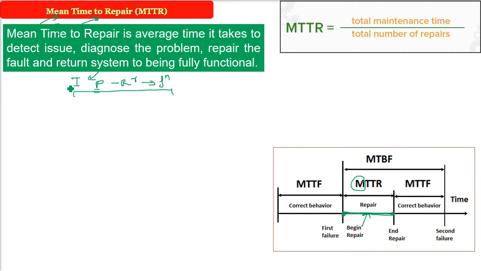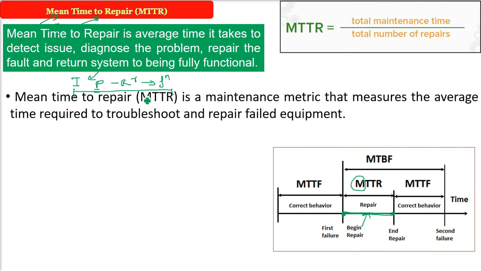So this MTTR, mean time to repair, is a maintenance metric. Please remember, it is a maintenance metric that measures the average time, not one time, but we have to find various times and take the average, required to troubleshoot and repair failed equipment. So this is all about the time it needs for repairing. You can just understand it like this: MTTR is the total maintenance time divided by the total number of repairs.